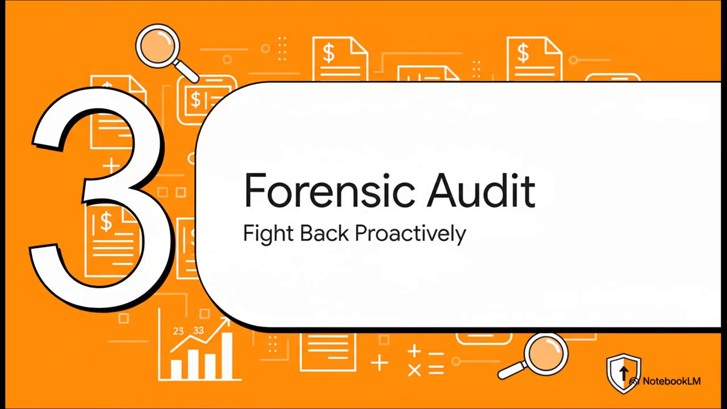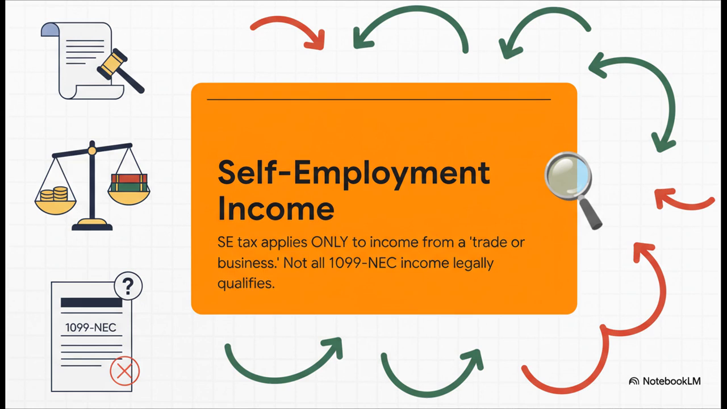Okay, that's the scary part. So what do you do if you think you've made this mistake? Well, you don't just give up and write a check. It's time to shift from being a passive taxpayer to being a proactive forensic analyst of your own income. You've got to find out if you even owed that tax to begin with. And here is the absolute legal key to your defense. Self-employment tax only, and I can't stress that enough, only applies to income you earn from a trade or business. So just because you got a 1099-NEC doesn't automatically mean that money fits the legal definition.